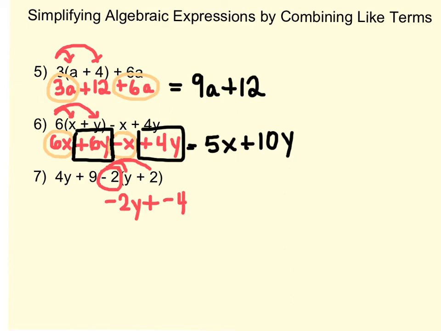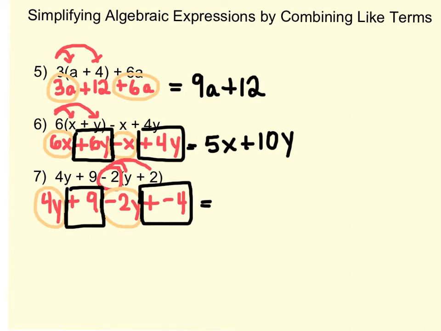Now, there's a bunch of stuff we haven't used yet, so let's bring down the 9, bring down the plus sign, and the 4y. And now we're going to go through and look for our like terms. And then we have some constants. So we can go ahead and combine them. 4y minus 2y is 2y. And then 9 plus negative 4 is positive 5.